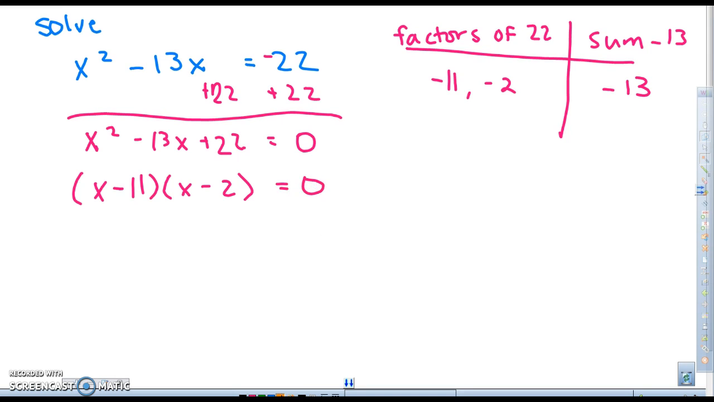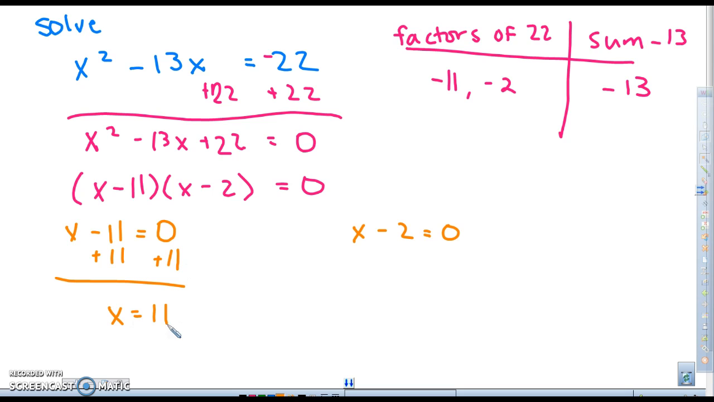Again, just one of those has to be equal to 0, but I'm going to try both of them. So I'm going to say x minus 11 equals 0, x minus 2 equals 0. I solve both of them. So this one I get x equals 11. This one I get x equals 2. And remember, I have to consider both of those answers. So I would say x equals 2 and 11.